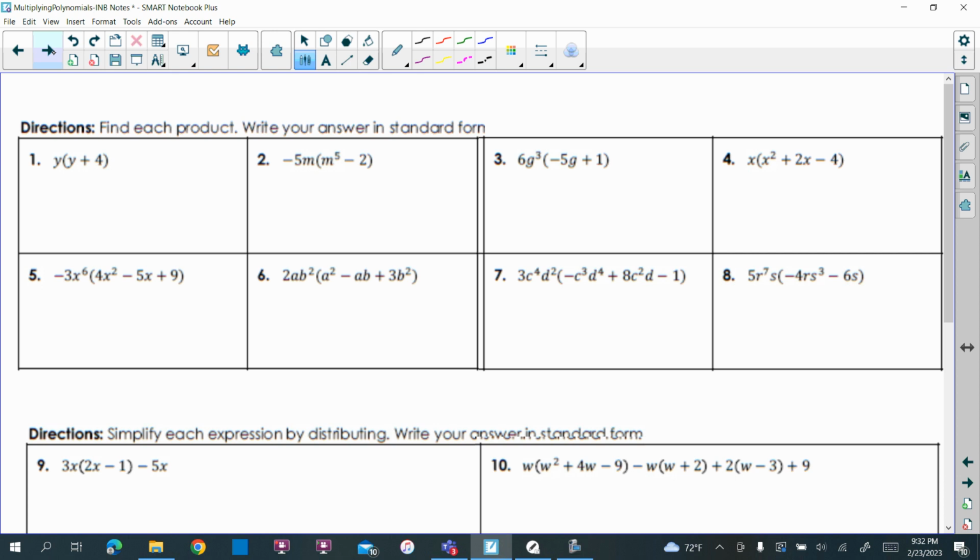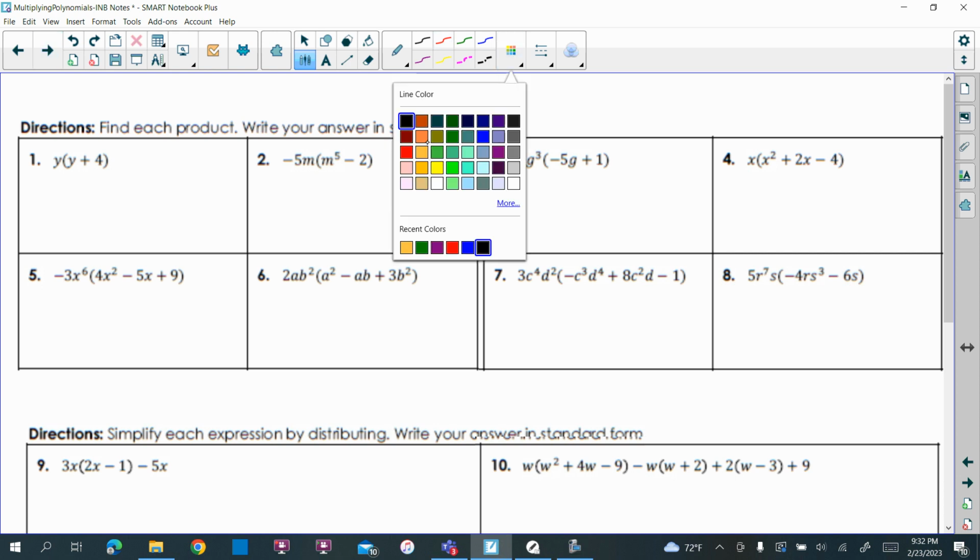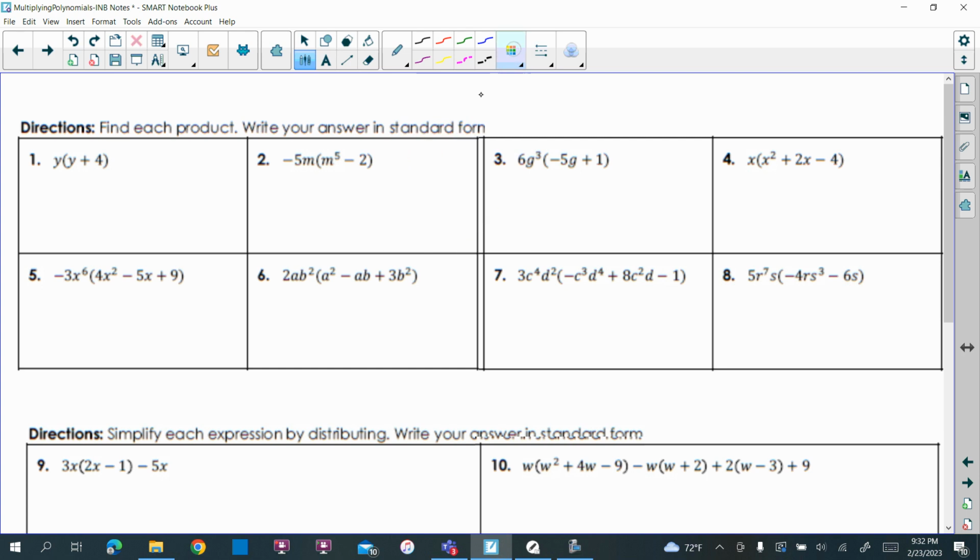So here in this first section, since we are just multiplying the binomial, they want us to make sure we answer our problem right here. It says to answer in standard form. Remember that means we go from highest exponent to lowest exponent, or biggest to smallest.